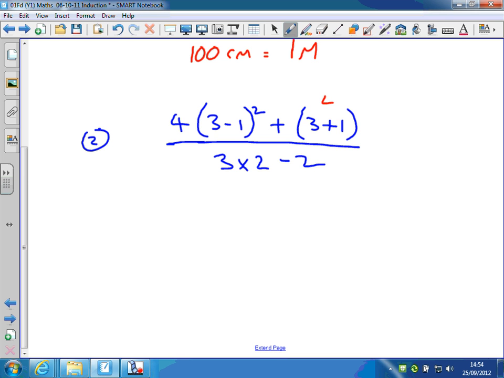3 plus 1 is 4. 3 minus 1 is 2. So then I'm going to square that bracket. 2 squared is 4. Times 4 is 16. Plus 4 is 20. So the top is 20. Order is important here: multiplication before subtraction. 6 minus 2 is 4. 20 divided by 4 is 5. So, order of operations.